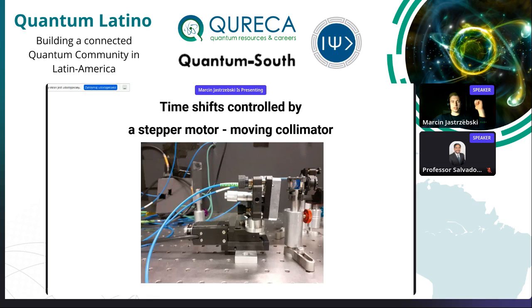And here is the collimator. The light travels here and gets into this fiber. So by changing the position of this collimator, we change the distance that the light has to travel. And the frequency shifts are a little bit less trivial, because this stepper motor and the moving collimator give trivial time shifts. You just change the length of the path that light travels.